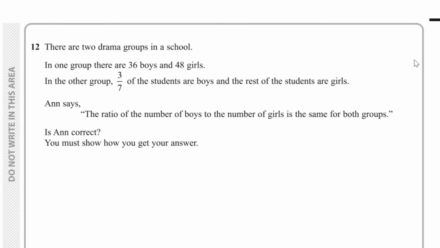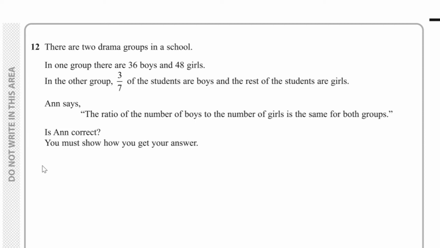Question number 12. There are 2 drama groups in a school. In one group, there are 36 boys and 48 girls. In the other group, 3/7 of the students are boys and the rest of the students are girls. Anne says the ratio of the number of boys to the number of girls is the same for both groups. Is Anne correct? You must show how you get your answer.